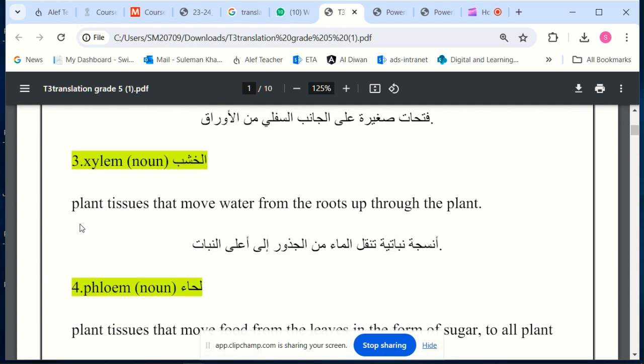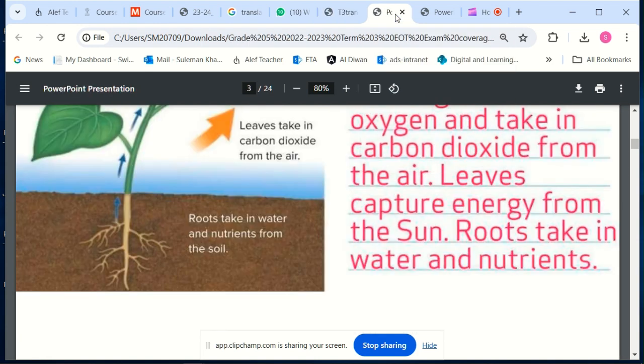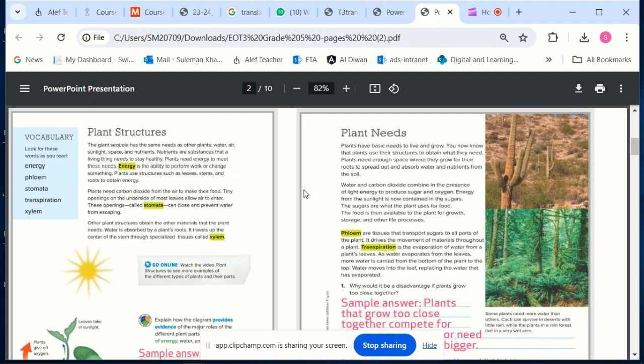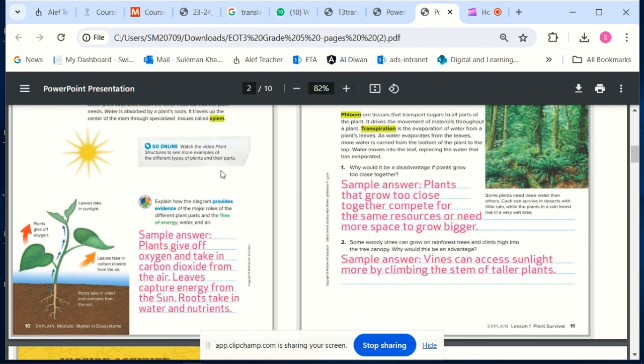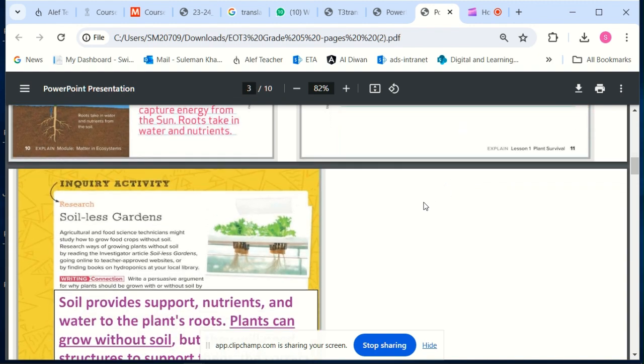And the xylem here, plant tissue that move water from the roots up through the plant to the leaves. And you can see the translation there. And if you need also the translation, I put كل كلمة. I did ترجم and I put it in WhatsApp group صف خامس. Okay, so let's go to the next part. So this is page 10 and 11.